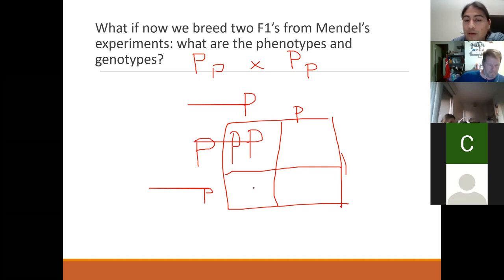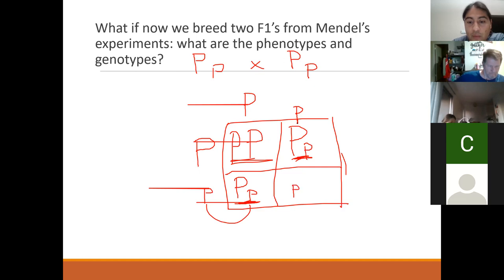So we have already 25% chances of getting a homozygous dominant, right? This one's over here. And then we have a capital P over here multiplied by a lowercase p. So now we have 25% of a heterozygous. And then we have another capital P over here by this one, lowercase. So we have another 25% of a heterozygous. So we have 25 plus 25. And then we have a lowercase p with another lowercase p.